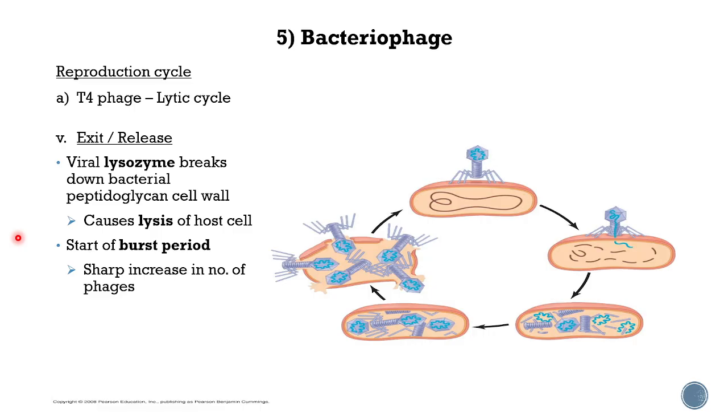Once that happens, the bacterial cell breaks apart, so that's where the newly assembled viruses can leave. That's the exit or release of the viruses, and that would be considered the burst period. So we have the eclipse period, and we have the burst period. We'll look at it in the graph later.